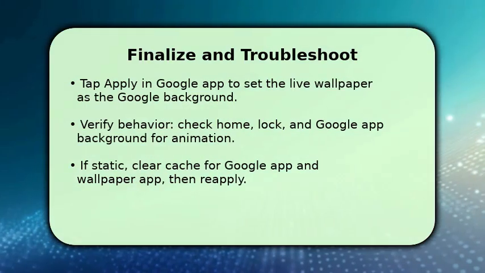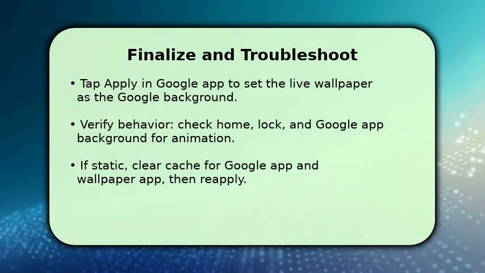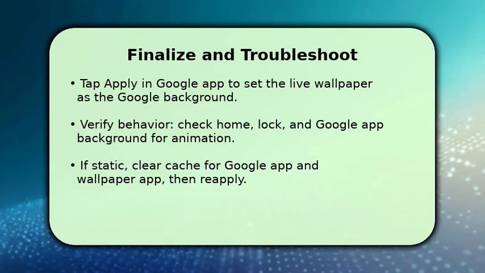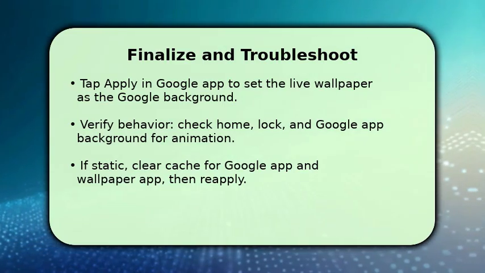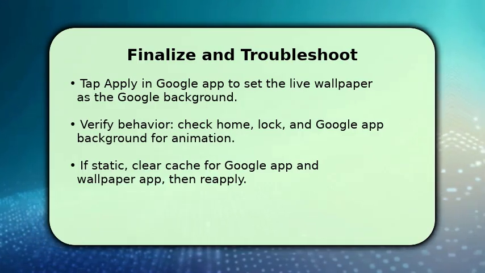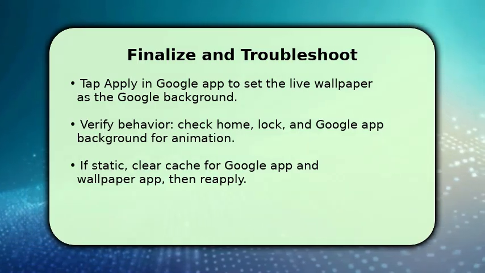You finish by applying the live wallpaper inside the Google app and confirming it appears animated where Google displays a background. Tap Apply, choose Home or Home and Lock if available, and then open the Google app to verify motion.